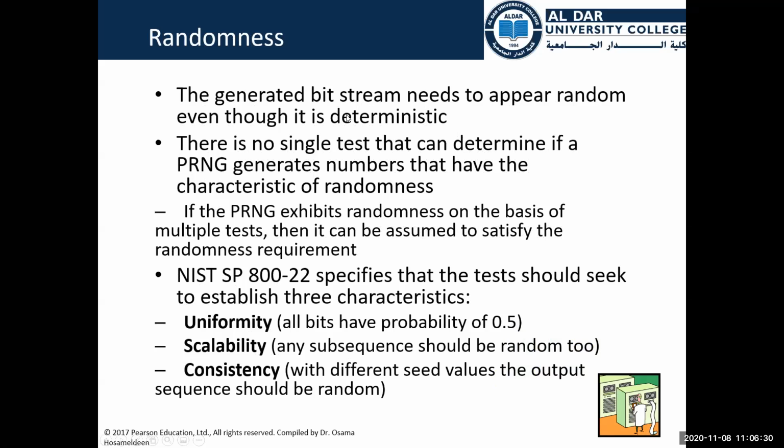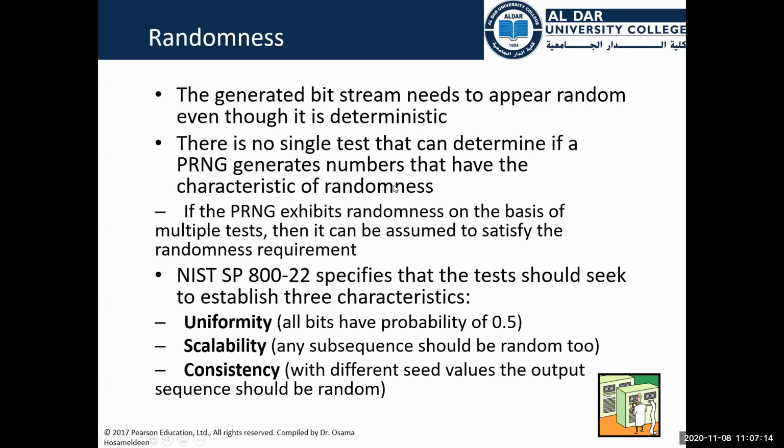Randomness means, just remember this, all bits have a probability of 0.5. This is the most important characteristic to say if this bit stream is random or not. If all bits have a probability of 0.5, this means the bit stream is random. And now the generated bit stream needs to appear random even though it is deterministic. Even if it is deterministic and we know that it is going to be repeated after a period, it should have the characteristic of randomness.